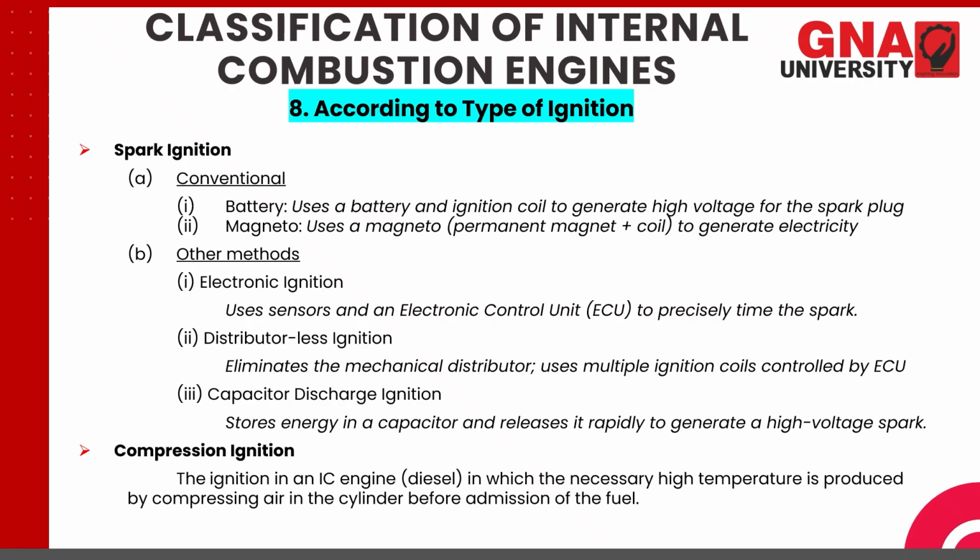Then magneto uses a magneto. Magneto means a permanent magnet with a coil to generate the electricity. Other methods include electronic ignition. It uses sensors and ECU. ECU is a microprocessor which, depending upon the feedback from the sensor, it defines the precise time of sparking.